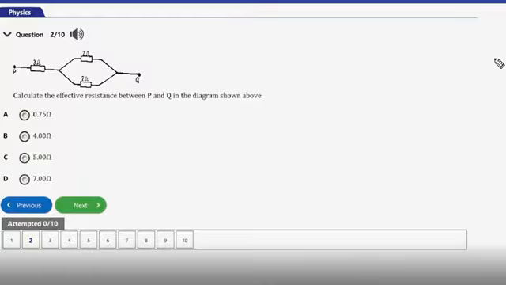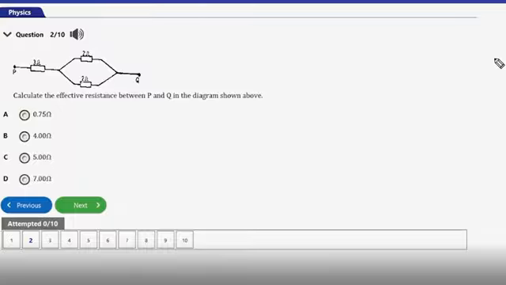You can see that we have a diagram here, and the question says calculate the effective resistance between P and Q in the diagram shown above. We're going to do this together. We have P at this end and Q at this other end, so we have to know how we can add resistors in parallel and how we can also add resistors in series.